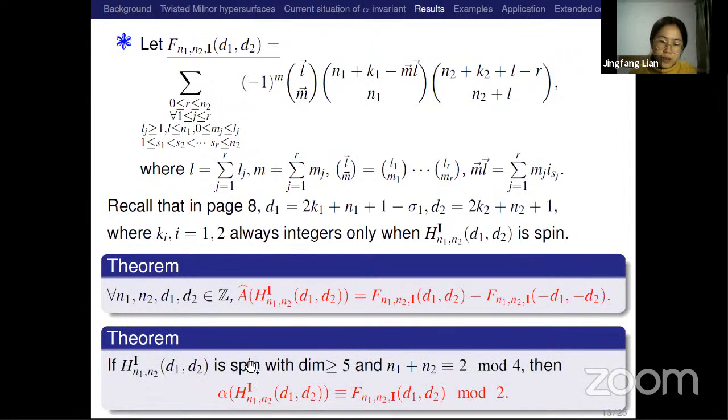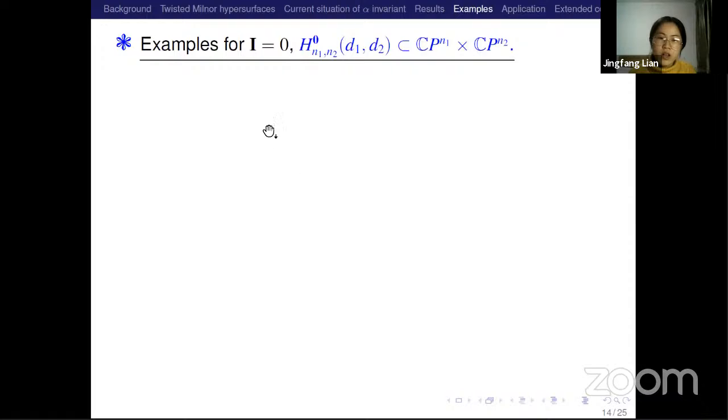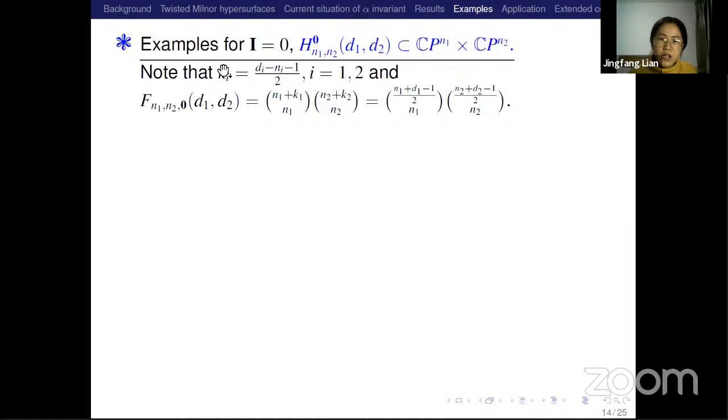And for the spin twisted muon half surface with dimension not less than 5, in the special dimension, we also give its formula. It's just the formula we define here, f modulo 2. To know our result better, let's look at some simple examples. If the sequence of integers are all 0, then the twisted muon half surface is just the half surface of CPN1 times CPN2, and Ki and Di can be expressed by each other.